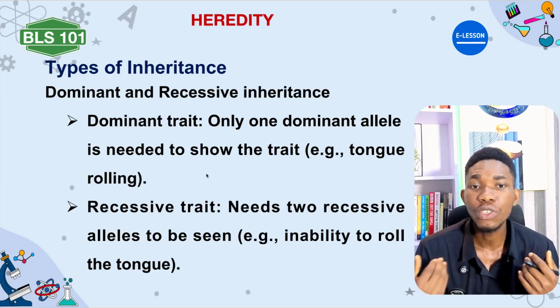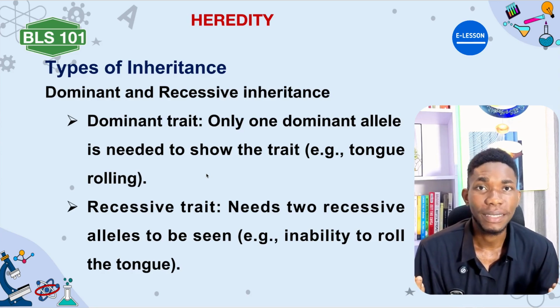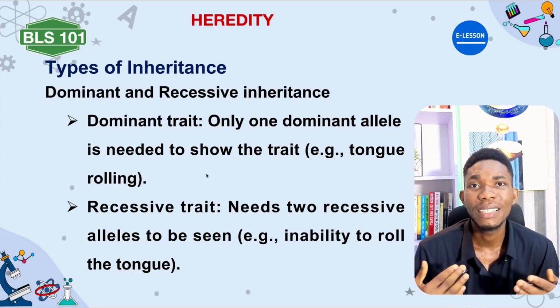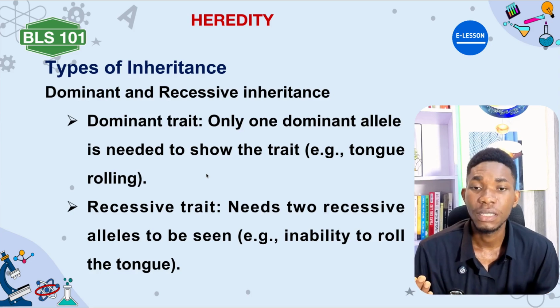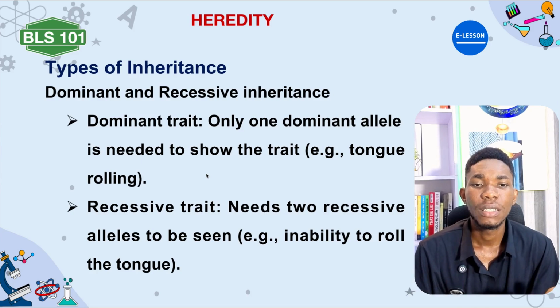I can give birth to a child today who does not know how to roll their tongue. Also, the ability to taste phenylthiocarbamide. It's a very bitter substance. Are you getting it? There are some persons that when they taste it, they feel the bitterness, while there are some that don't feel it. Do you understand? So these are dominant traits.